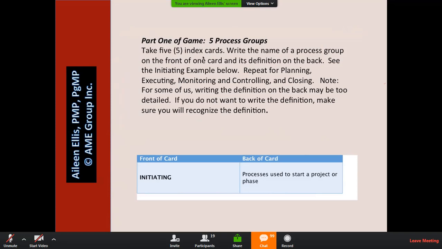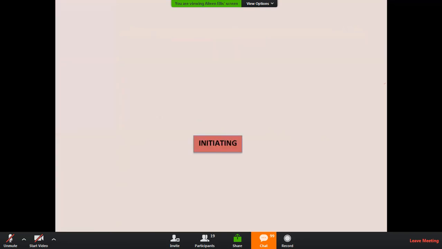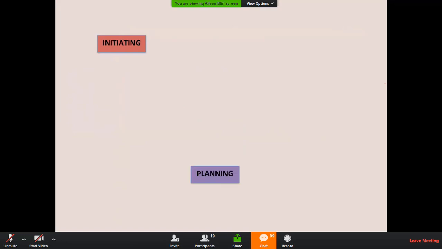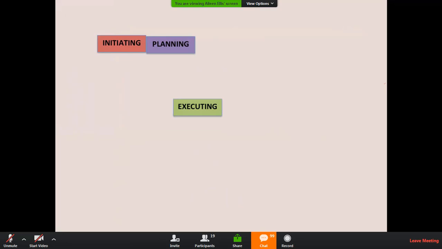I would take 5 index cards. On the front of each of the 5, I'd write the name of a process group. And on the back, I would describe what we mean by that process group. So I'd have 5 cards: initiating, planning, executing, monitoring and controlling and closing. And then on the back of each of those cards, a description of the process group. Then I would take the 5 cards and I would practice sorting them so they look like table 1-4.